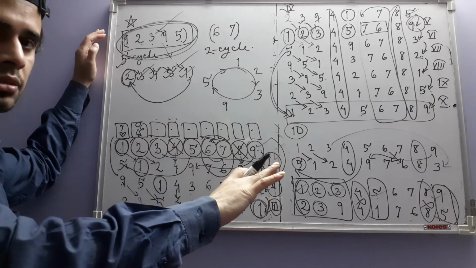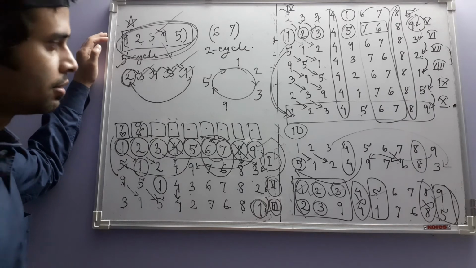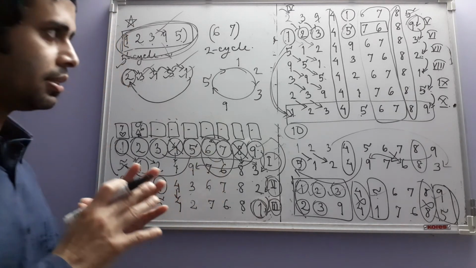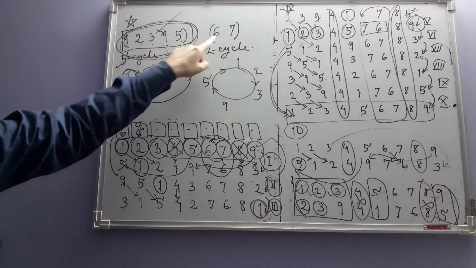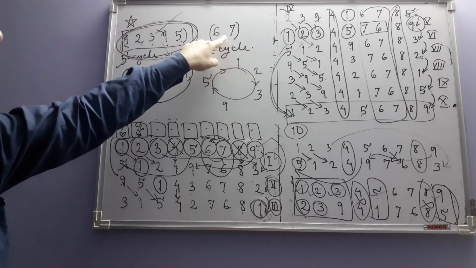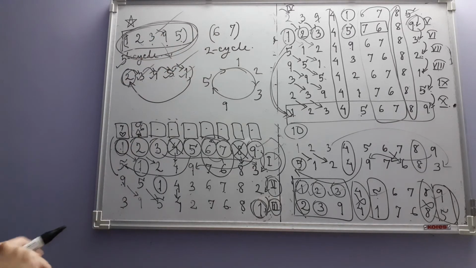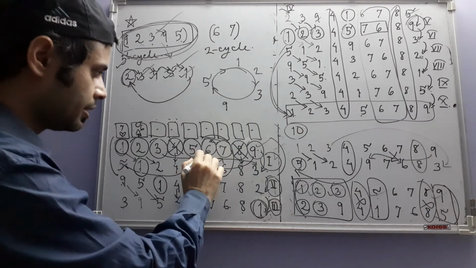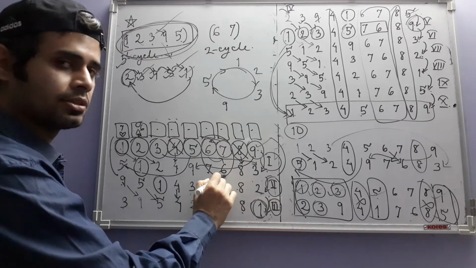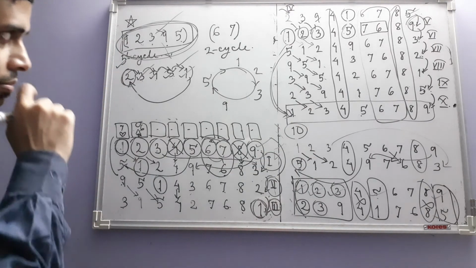Now we come to 6 and 7. 6 and 7, this situation is somewhat easier, much easier than what we have here. It's a 2 cycle. So what is really happening? They are switching places. Every time we apply the shuffling scheme, they are switching places. Here 6, 7 has become 7, 6. Then again 6, 7, 7, 6, and it goes on like that.